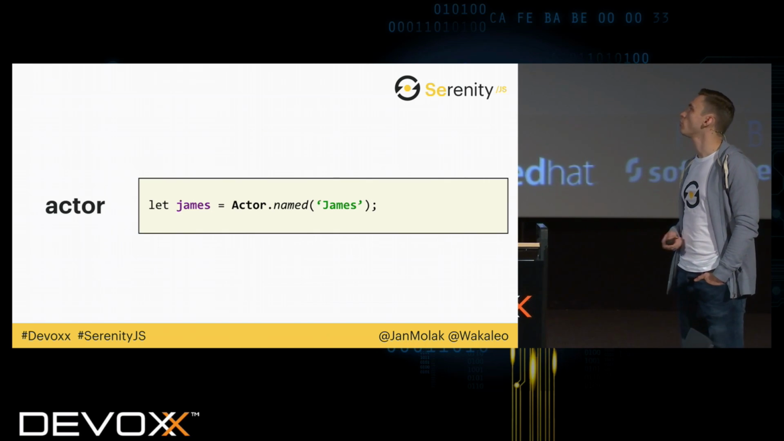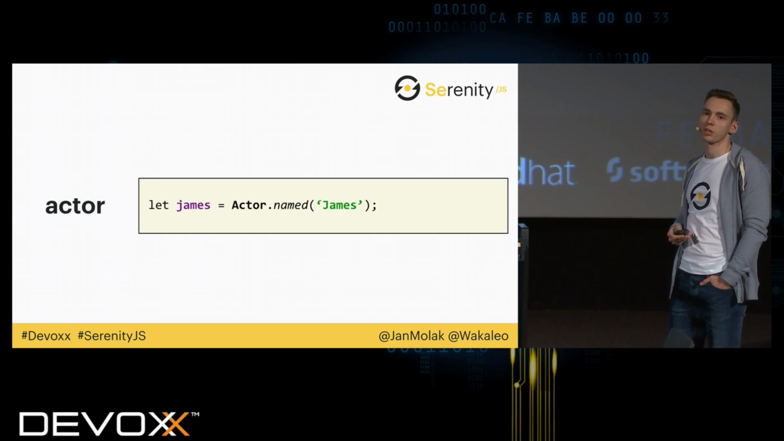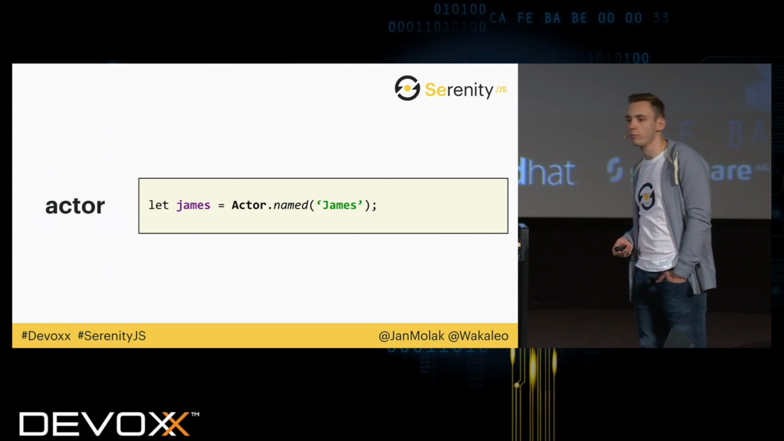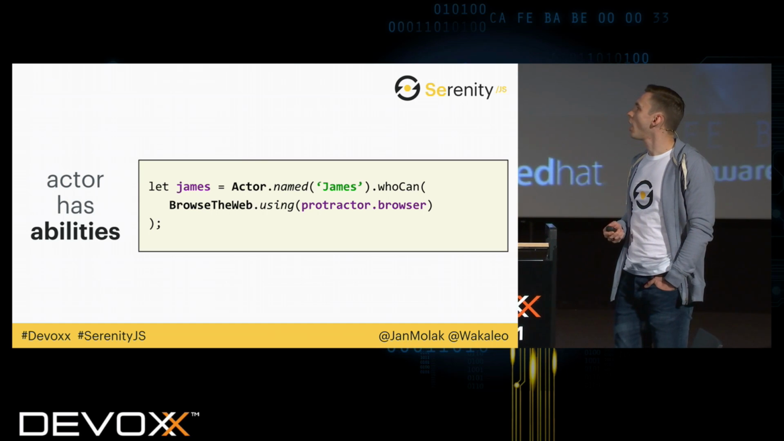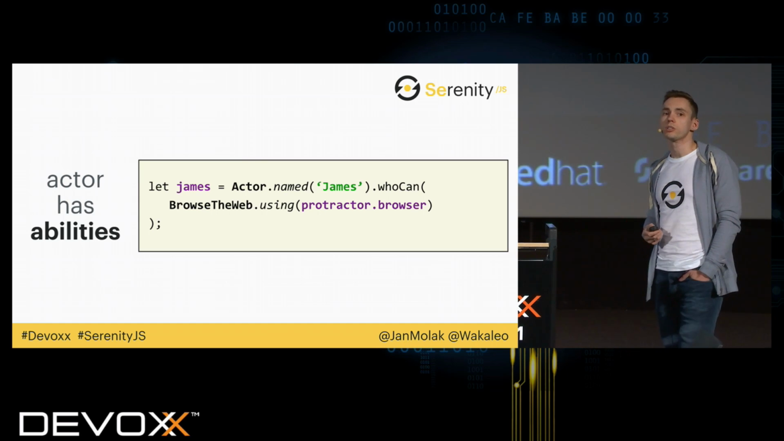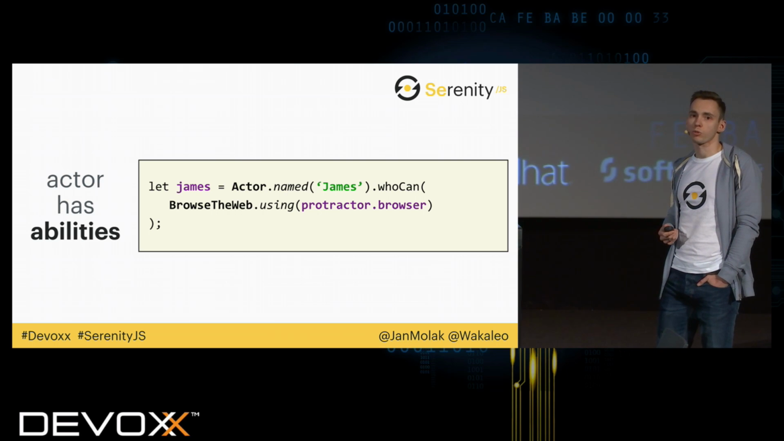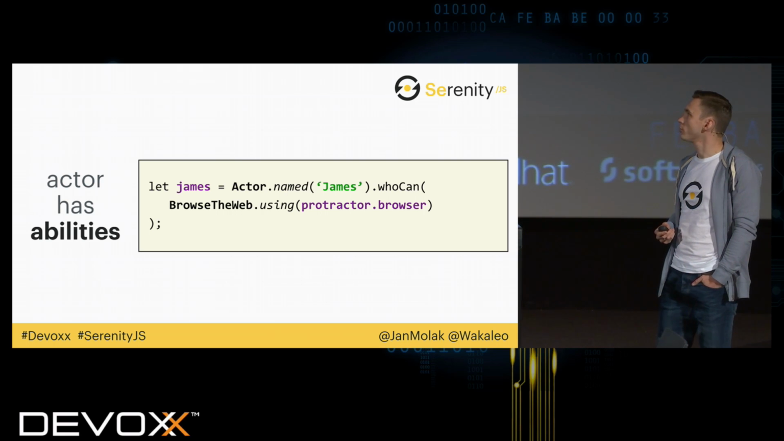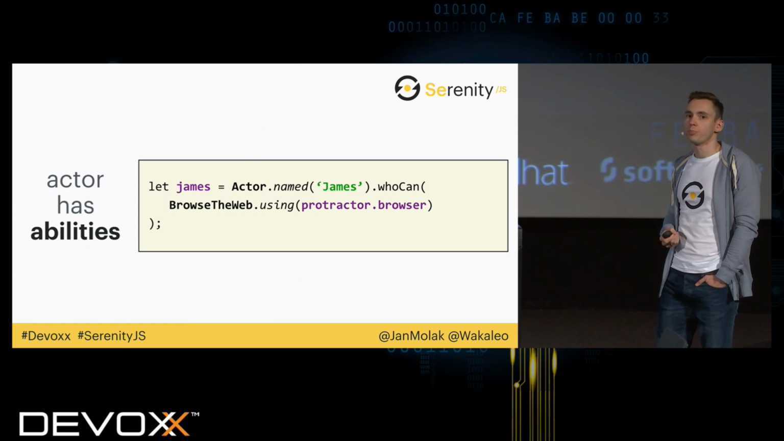So first, we need to define what the actor is. So it's very straightforward. We just introduce a new variable. Let's call our actor James. That's an actor named James. Now, the next part of the screenplay pattern is the abilities. So in this case, James is a persona who's capable of using a web browser. And he could be using other means of communicating with our application as well. He could be using a REST client or an FTP client or pretty much any interface to the system that we have.